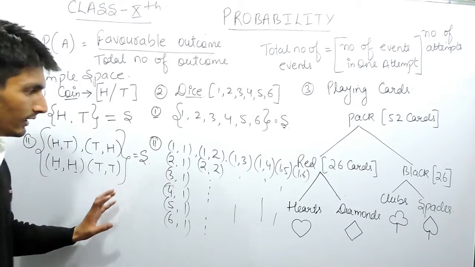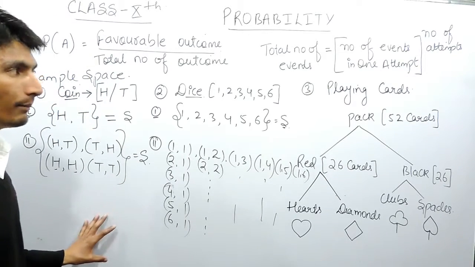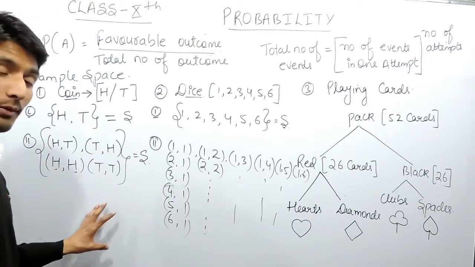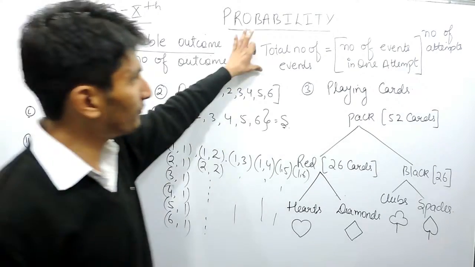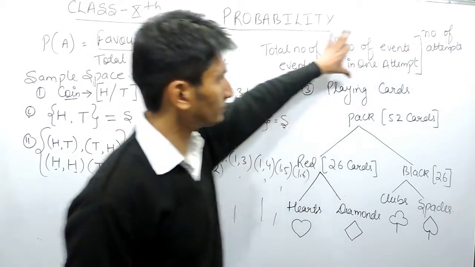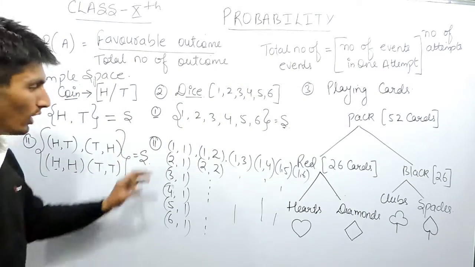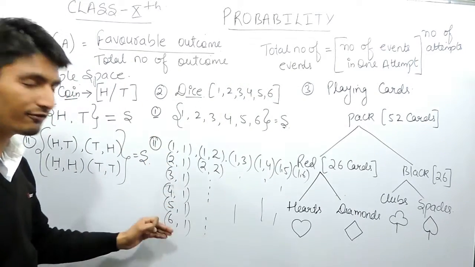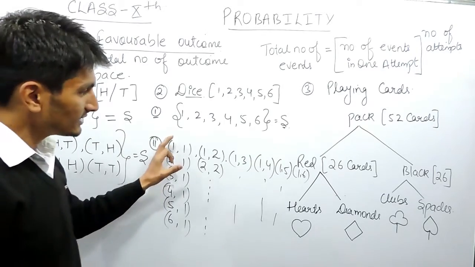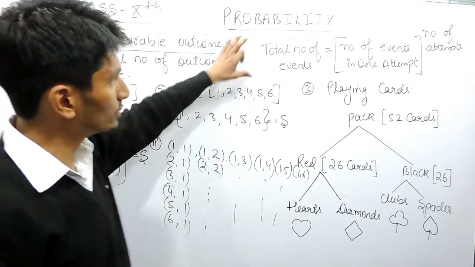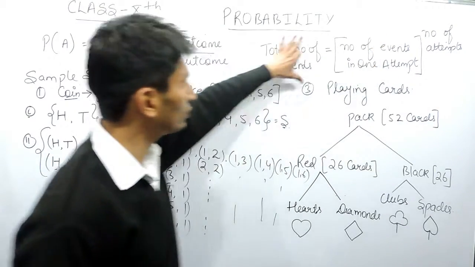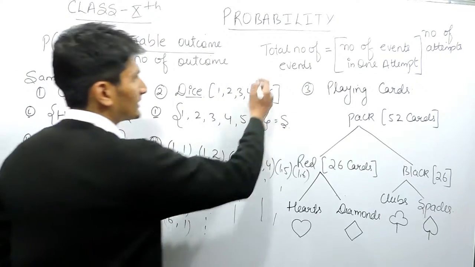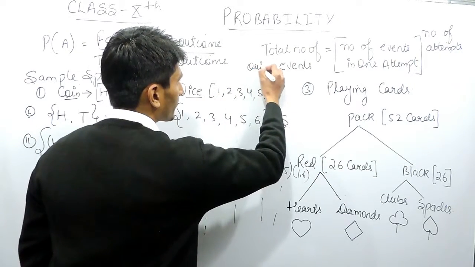So how do we find the total number of events, or you can say the total number of outcomes? We have a formula for this. First of all, you must know how the total number of outcomes are formed. Then instead of writing all this, you can use this formula to find the total number of events, or you can say outcomes.